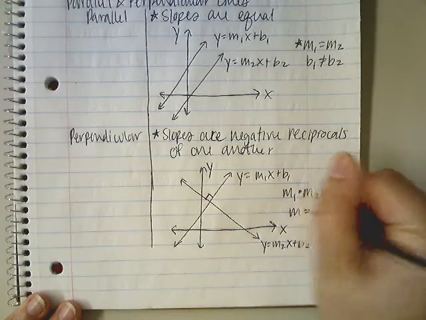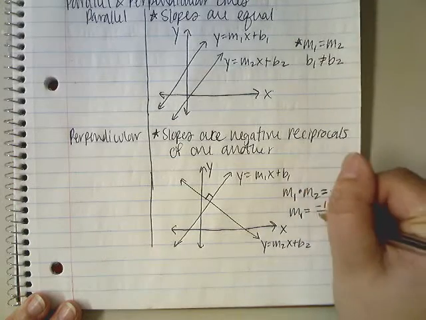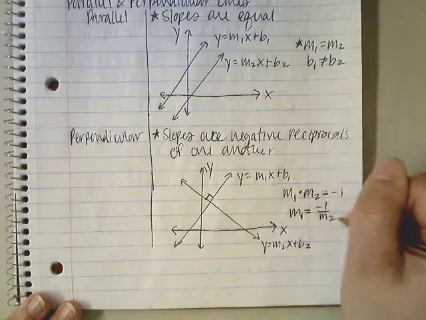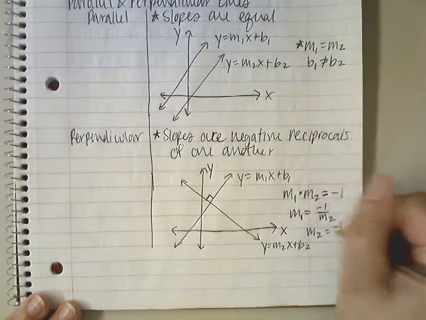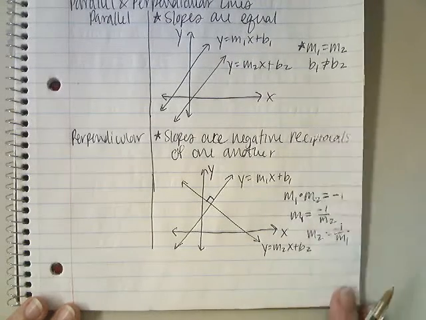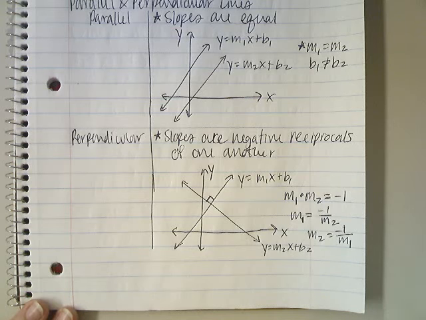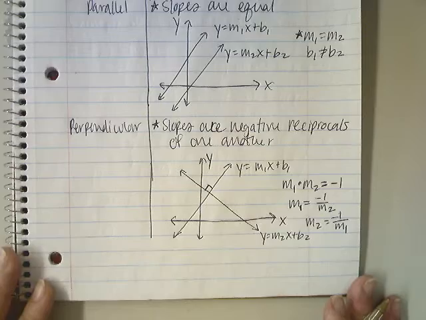But what this means is we can flip it and negate it. So if we took m1, we flip it and negate it, and we'll get m2. Or similarly, if we take m2 and we flip it and negate it, we'll get m1. So you can just flip and negate and you'll get your new slope when you're working with perpendicular lines. So this is our information for perpendicular lines. We'll practice it in just a second, but make sure you have all this information down before I turn the page.